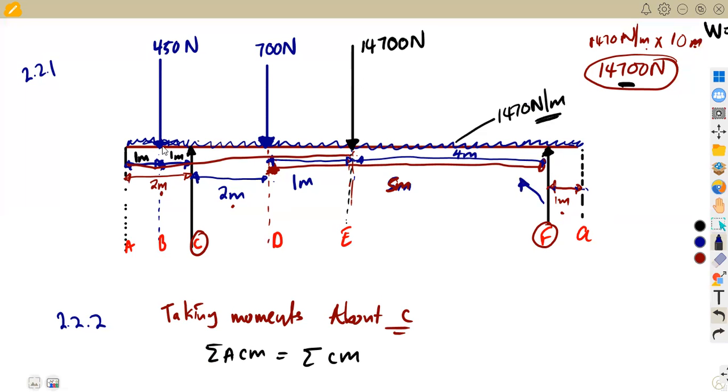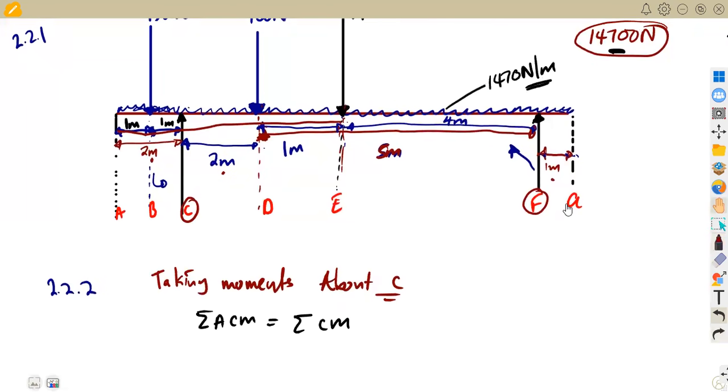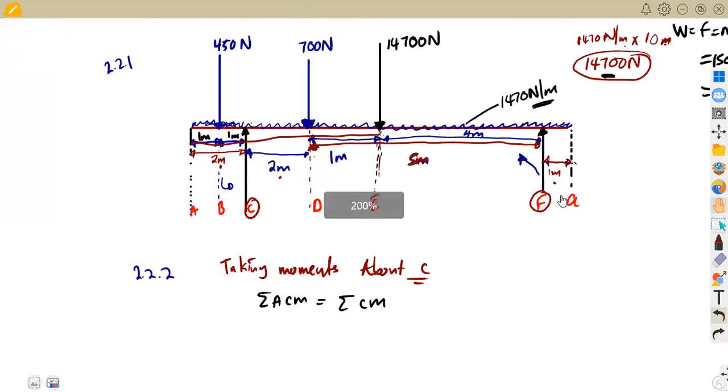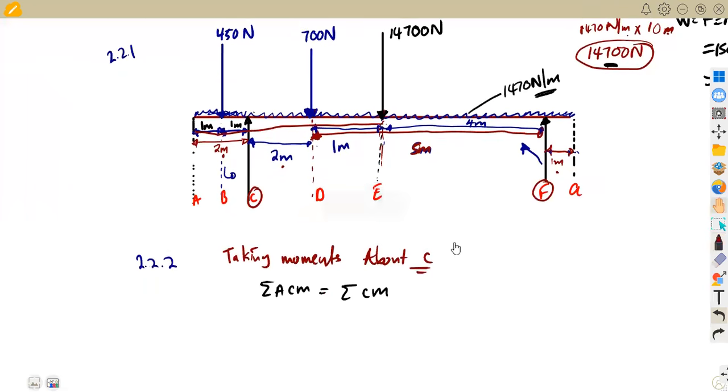All right, let's check with 450. 450 is on this side, and as it is moving this way back to C, it's also in the anti-clockwise. So this one is also in the anti-clockwise. But if we check the 700 here and the 14,700, as they move back to C, they are moving this way, which is clockwise, and moving this way, which is clockwise. So in this case, we are going to add the sum of the anti-clockwise, whatever we have in the anti-clockwise together, and we combine to what we have in the clockwise.